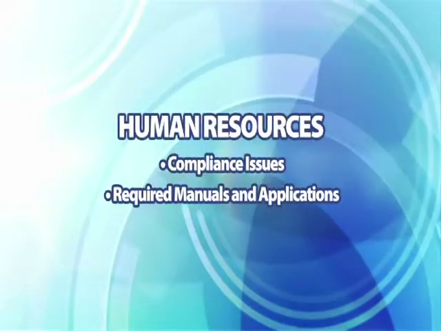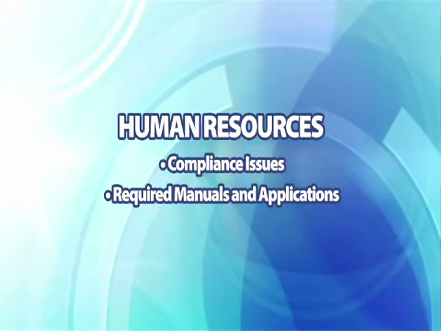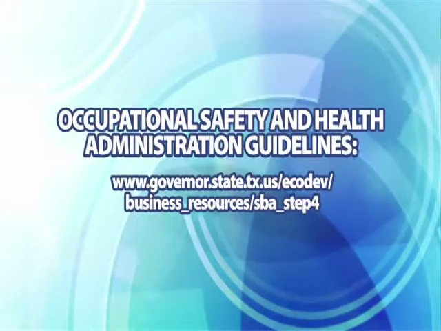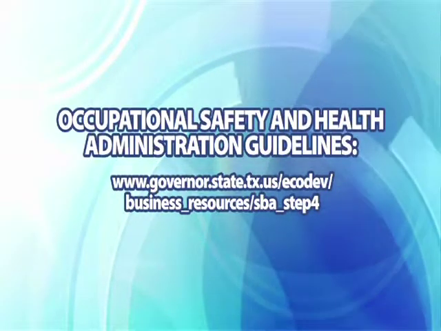Now I'm going to briefly discuss human resources. It's important to familiarize yourself with human resources policies and procedures. In HR, you will have to deal with compliance issues. You will need to develop a policies manual as well as a new hire application. There are government agencies that will be interested in your business. They include federal and state agencies, the Texas Workforce Agency, Internal Revenue Service, Occupational Safety and Health Administration, or OSHA. For a list of OSHA guidelines, visit this page on the Texas Governor's website.